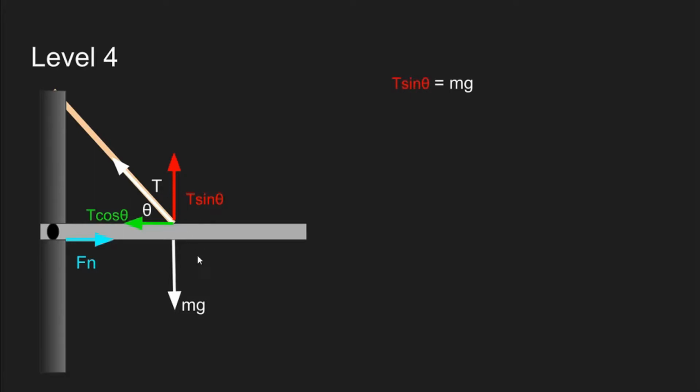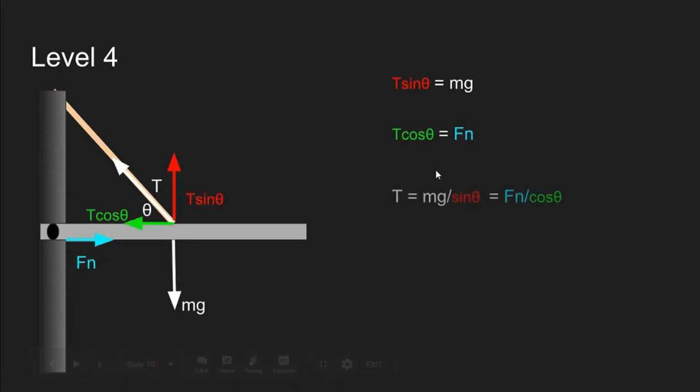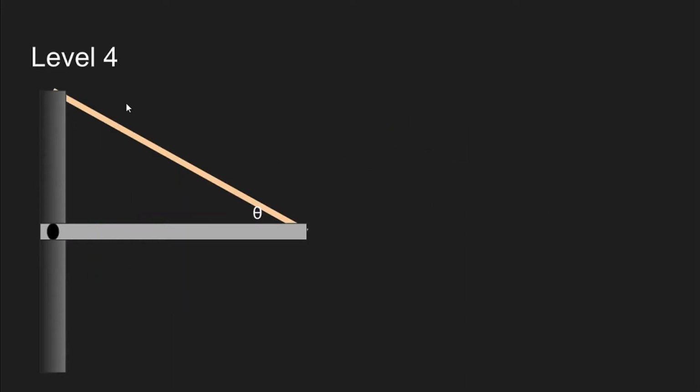Anyways, since it's at static equilibrium, it doesn't move up or down. So we're going to have T sine theta equal mg, and T cosine theta equal Fn. You can solve for T by either dividing mg by sine theta or dividing the normal force by cosine theta, but that's hard to find. Whatever you want to do, though. Alright, moving on, this is going to be slightly harder, and this is actually going to involve torque. So we're going to have some fun.